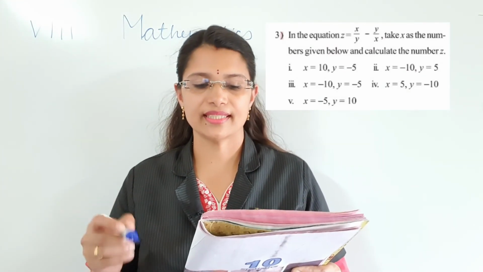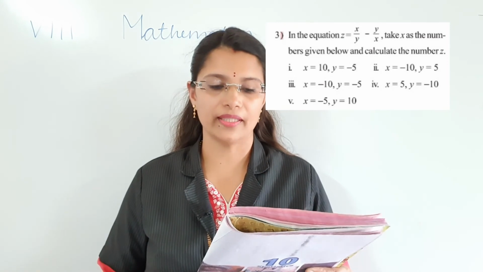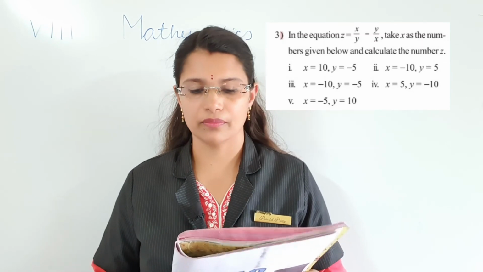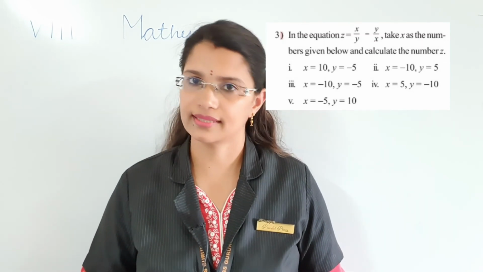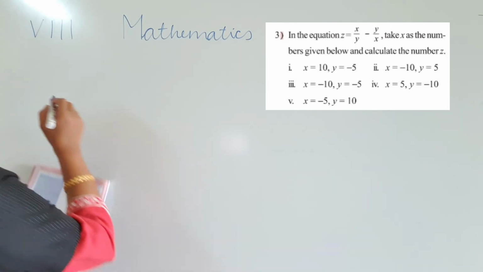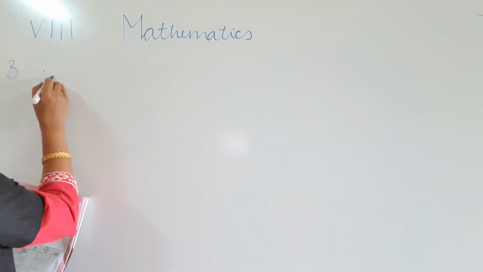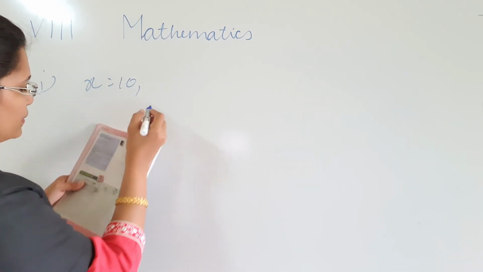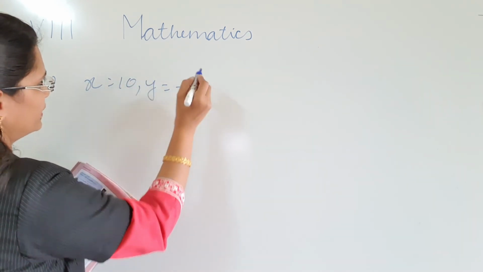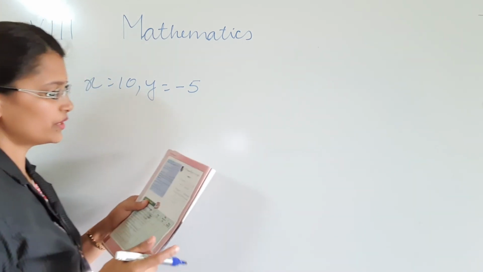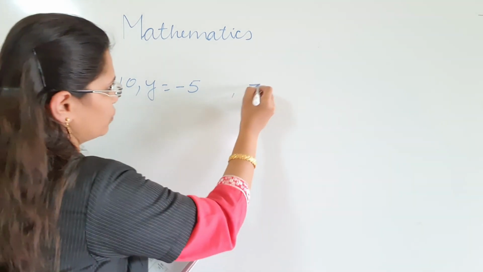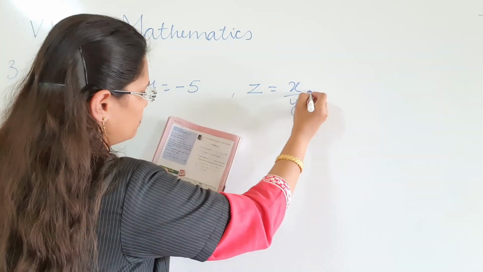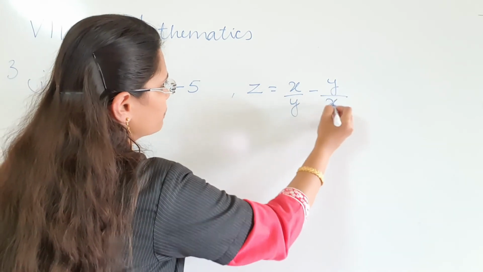Now, children, third question. In the equation z is equal to x by y minus y by x, take x as the numbers given below and calculate the number z. The first sub question is x is equal to 10 and y is equal to minus 5. What is the equation, children? The equation is z is equal to x by y minus y by x.